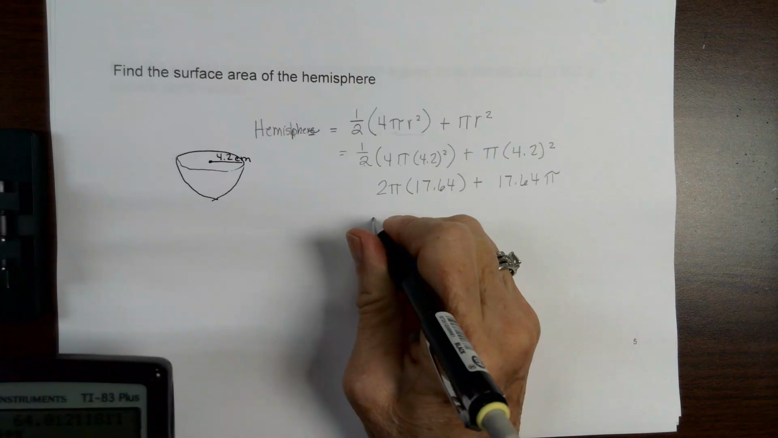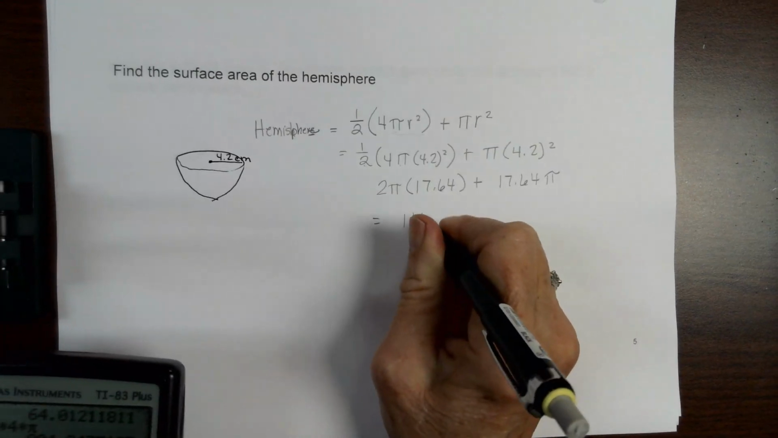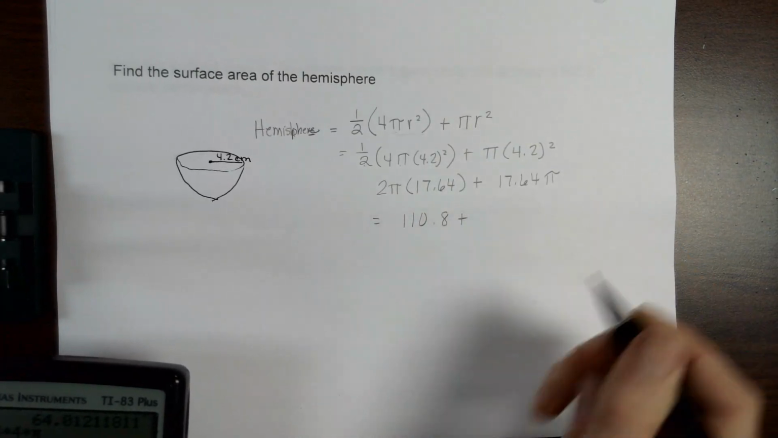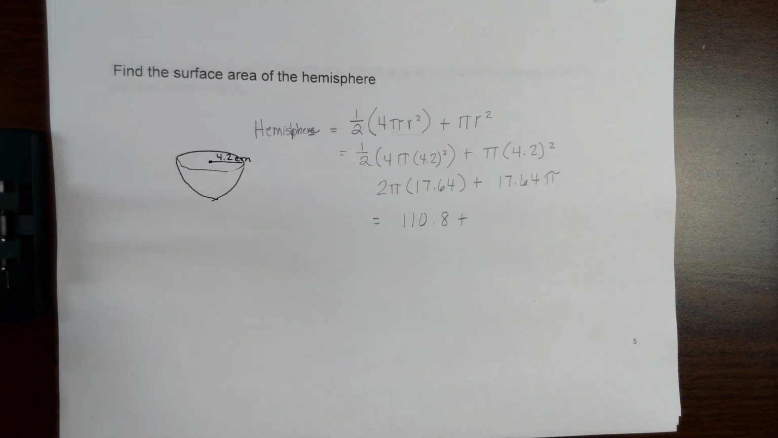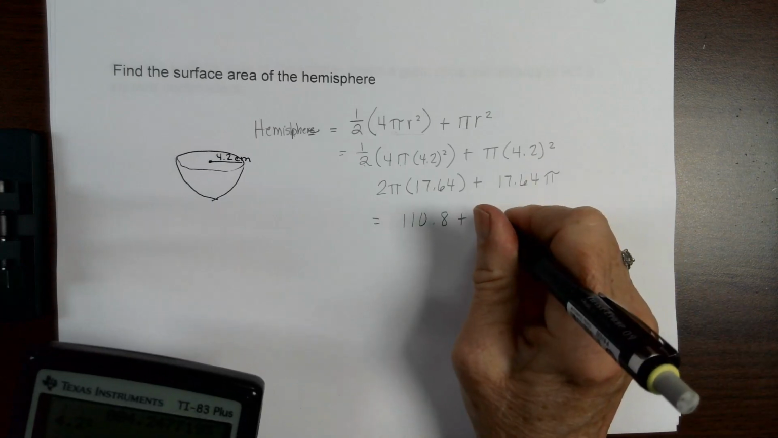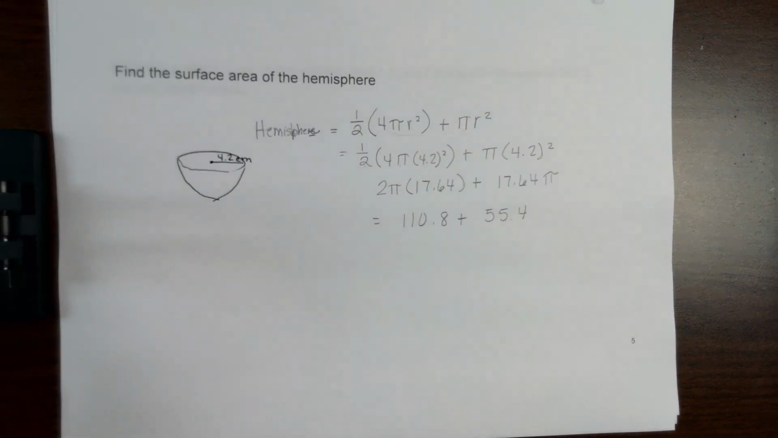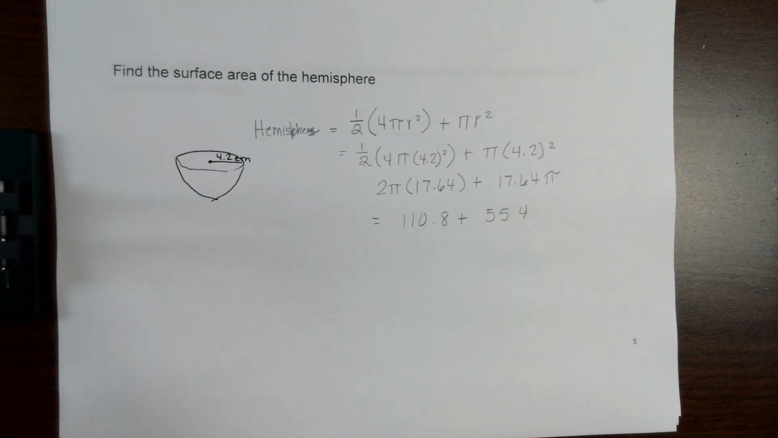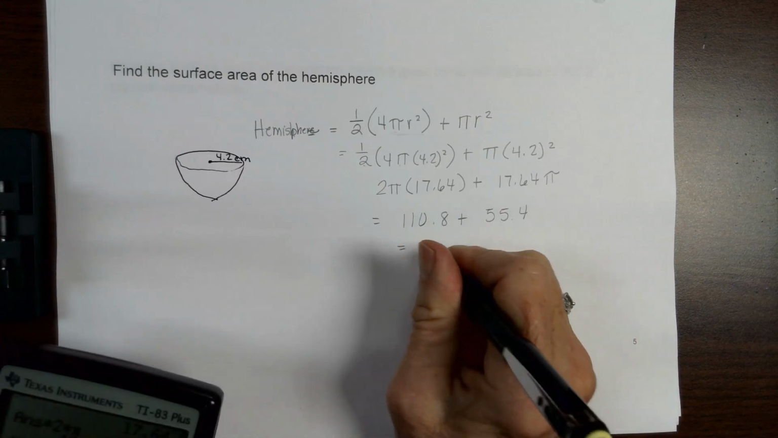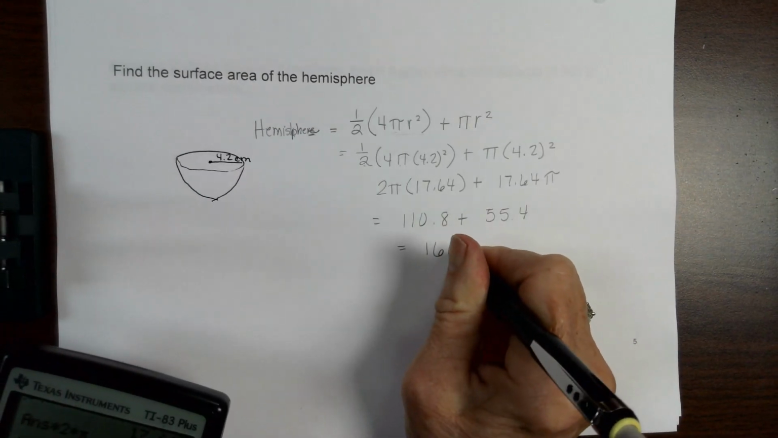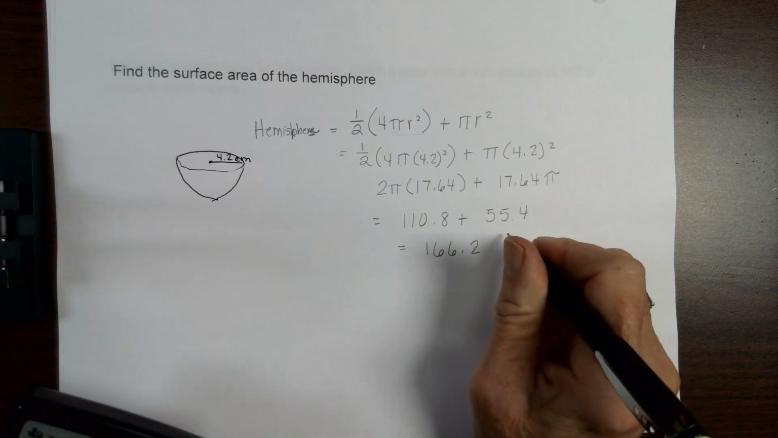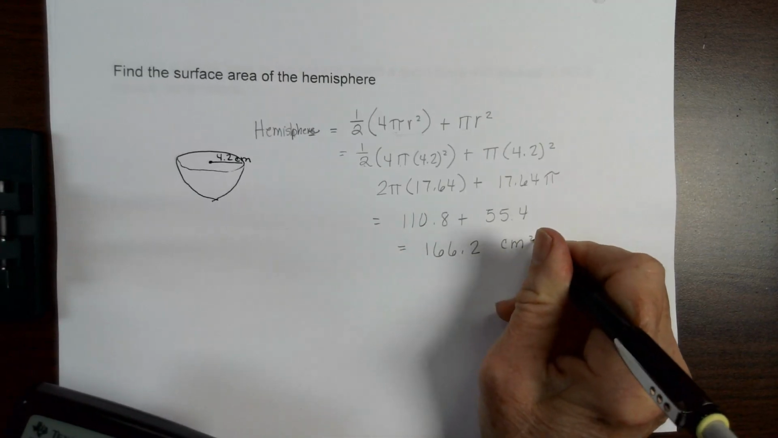So if I figure these out, this part is 110.8. This part is going to be 55.4. When I add those two together, I am going to get the surface area of the sphere. So it's centimeters squared again.